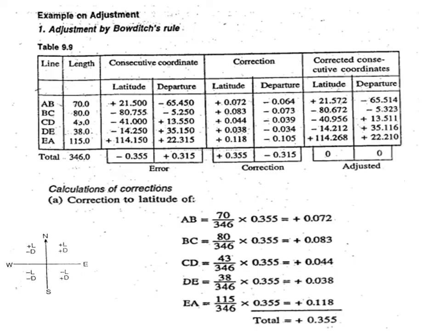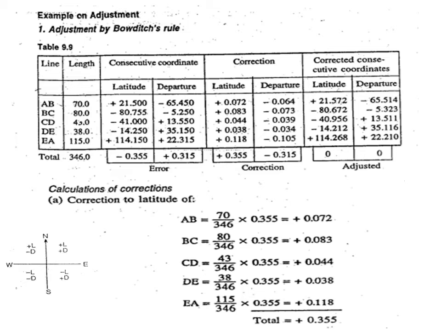So in this slide we are going to see how to calculate the correction by making use of the Bowditch rule, wherein we have the columns such as line, length and consecutive coordinates in the form of latitude and departure. We calculate the correction using the Bowditch rule, and by making use of the correction and the values of consecutive coordinates, we calculate the corrected consecutive coordinates for lines AB, BC, CD, DE and EA respectively.